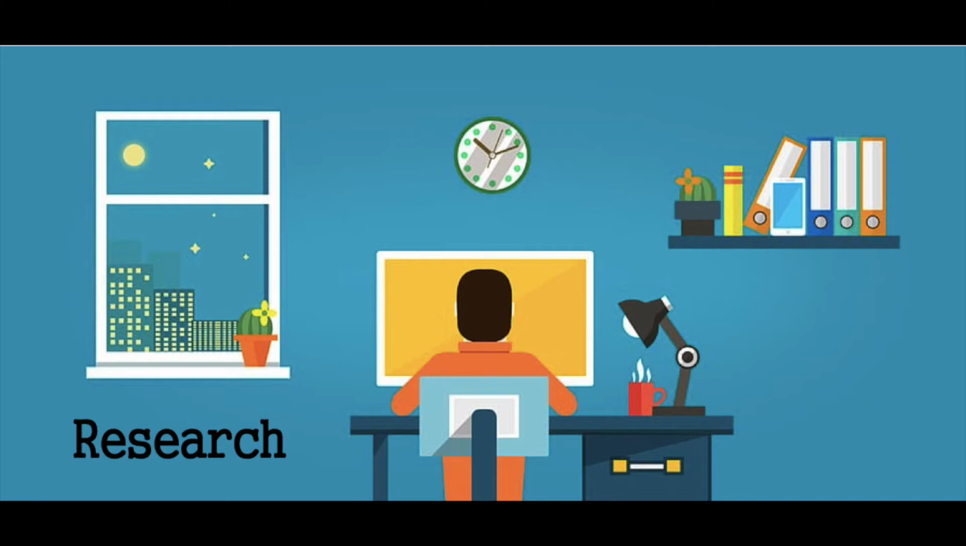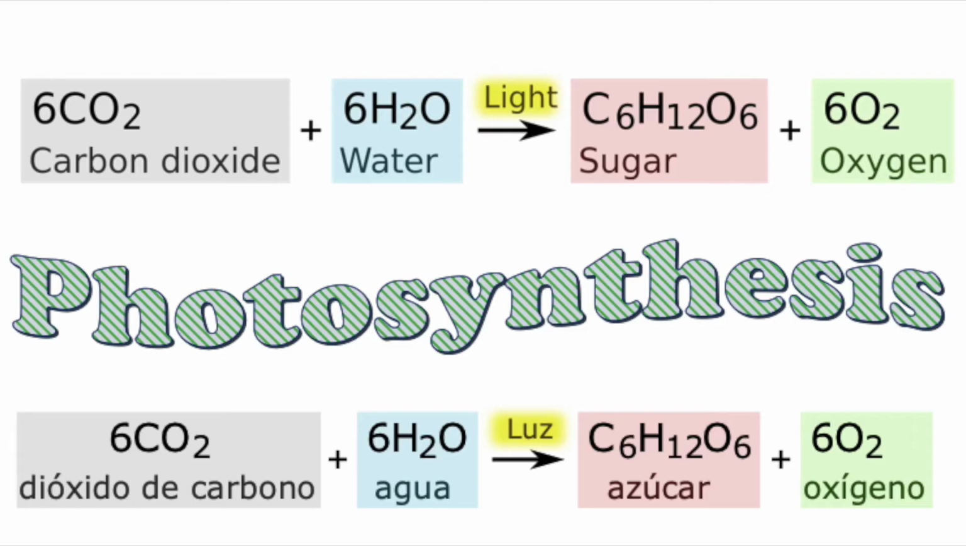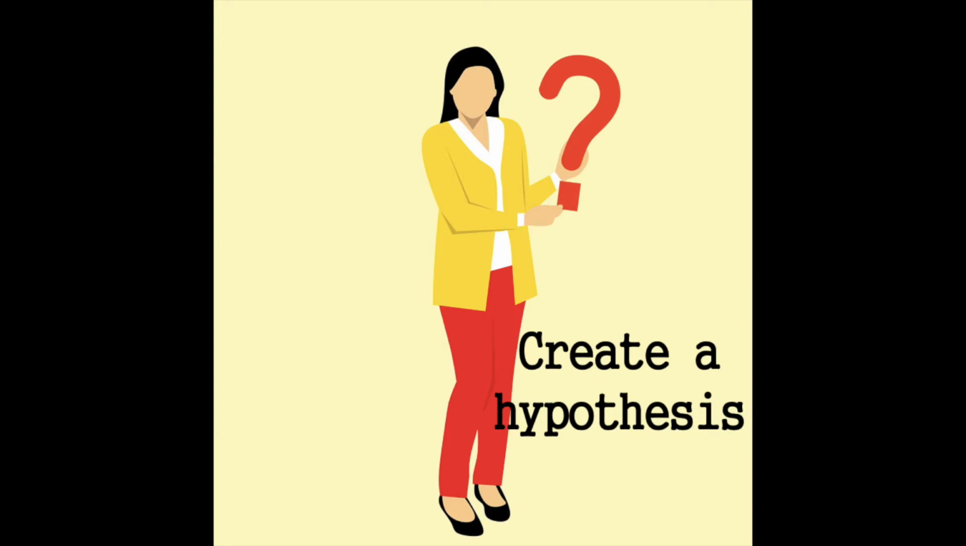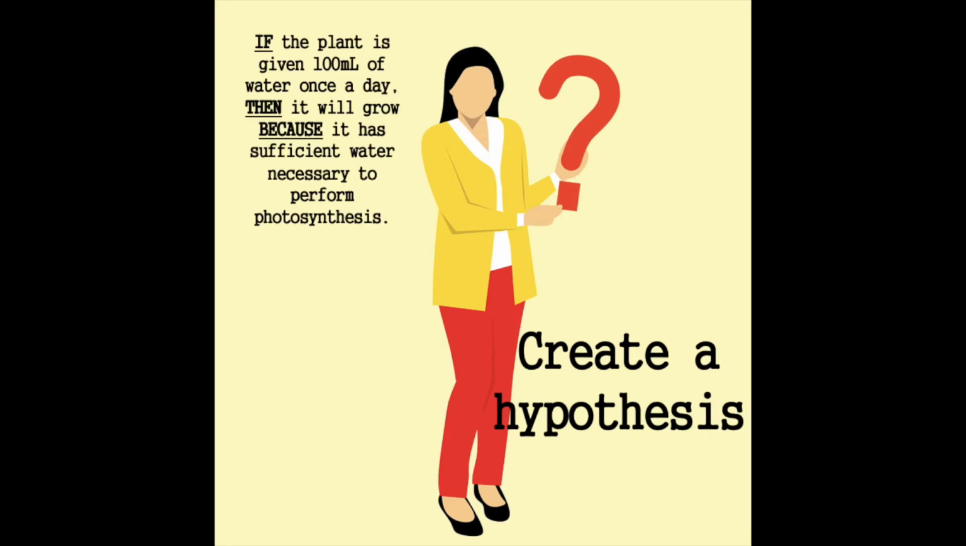What do plants need to survive? So according to the equation for photosynthesis, plants need CO2, water, and sunlight to function. Let's focus on water. Now what? Now it's time to create your hypothesis. Most of us learned that hypotheses need to be in an if-then-because statement.